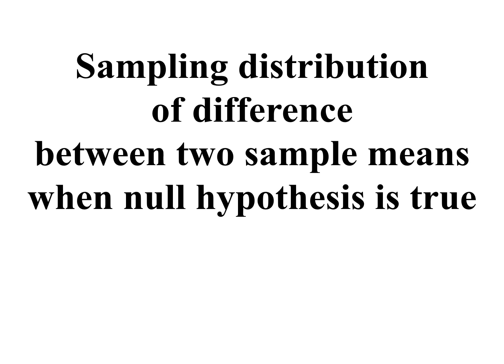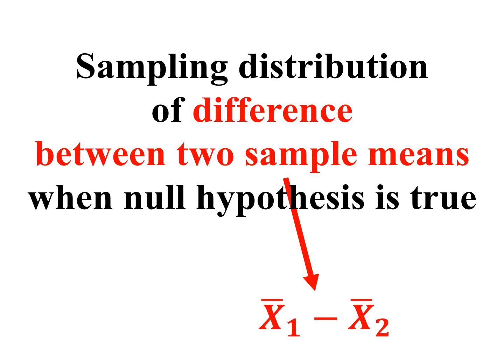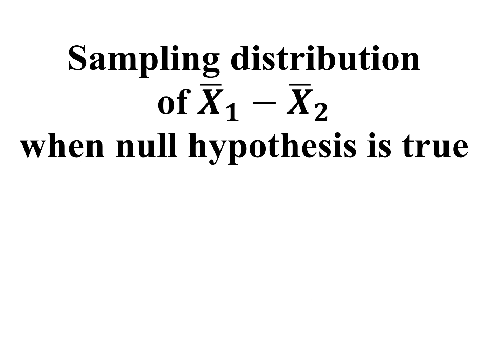To understand the t-test, it's first necessary to understand the sampling distribution of the difference between two sample means when the null hypothesis is true. Here's the symbol for the difference between two means. It shows the mean of the first sample minus the mean of the second sample. So we can replace those words with this symbol.